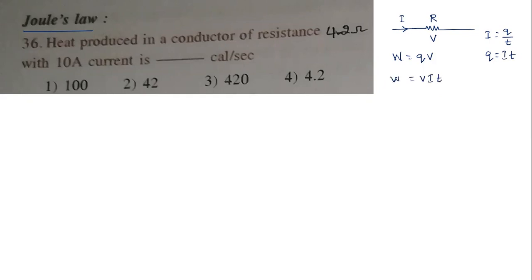Whatever work is done here appears in the form of heat energy. So in place of W, the heat generated H is equal to V I T. Now in different forms: V equals I times R, so H equals I square R into T. Or I can replace I by V by R, so H equals V square by R times T.